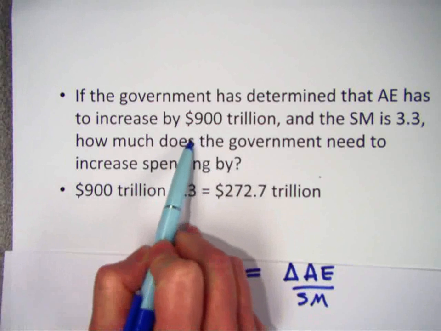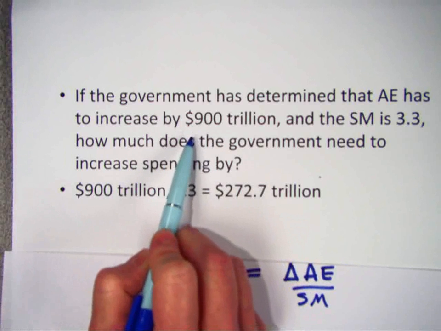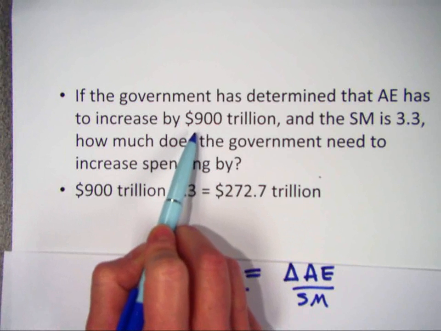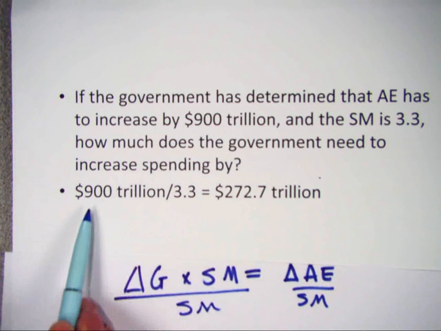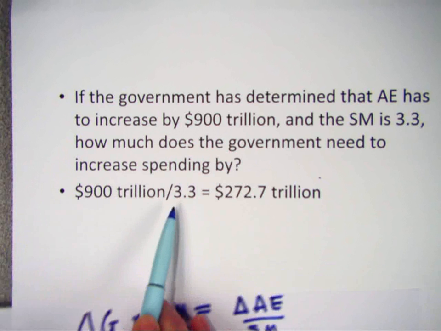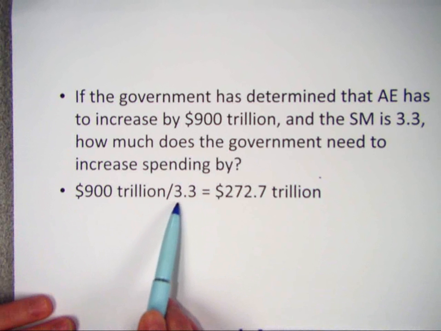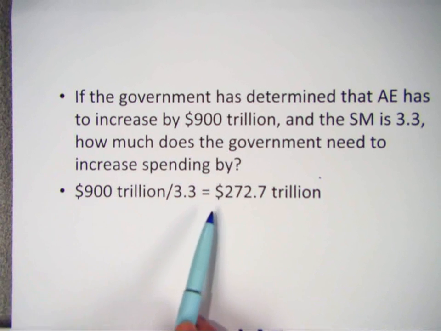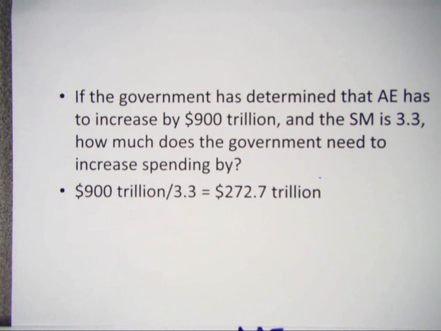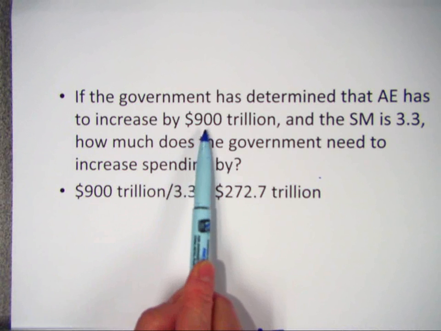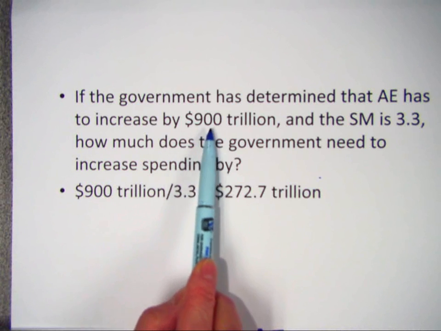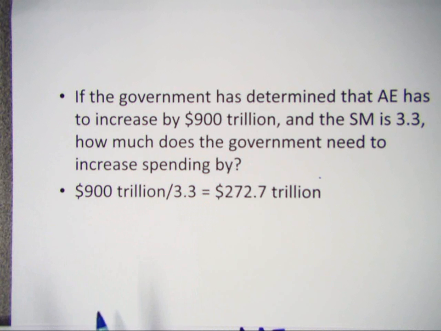We determined, or the government determined, that in order to get us at full employment, aggregate expenditures, C plus I plus G plus X, needs to increase by $900 trillion. We're going to take that $900 trillion, divide it by the spending multiplier, which is 3.3, and we get $272.7 trillion. So the point is this. The government does not need to increase its spending by $900 trillion in order to get aggregate expenditures to increase by $900 trillion. How much does government need to increase its spending by? $272.7 trillion.